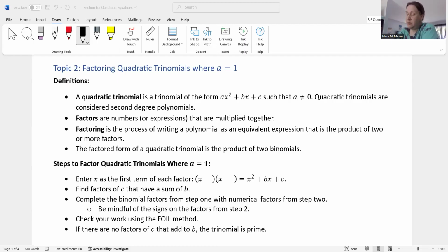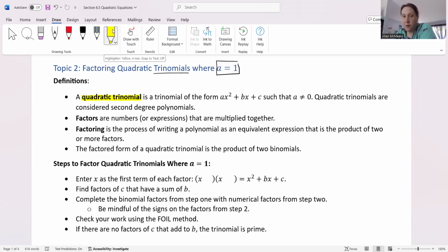So I do want to point out, first of all, we are going to be factoring quadratic trinomials specifically where a is 1. You'll know what a is in just a moment, okay? So first of all, a quadratic trinomial is a trinomial of the form ax squared plus bx plus c such that a is not 0, okay?